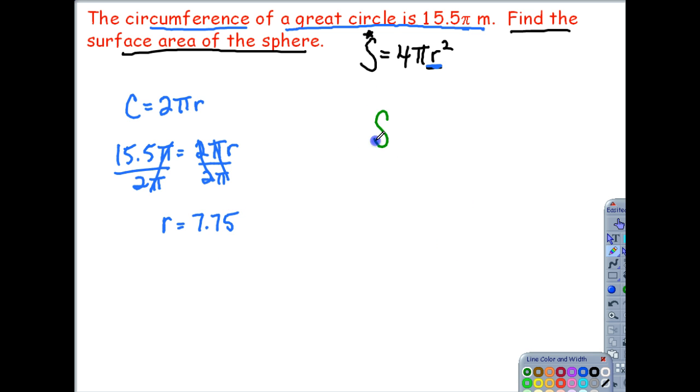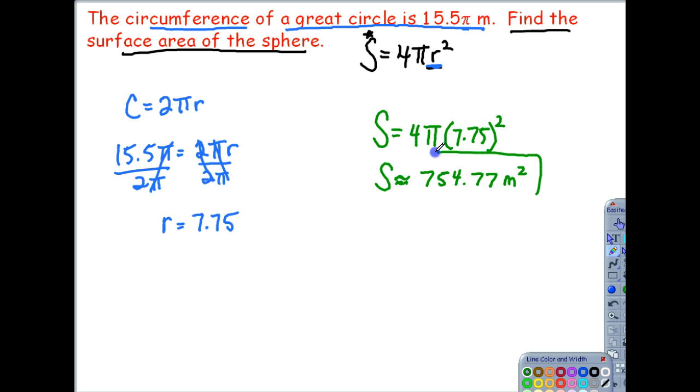So now I'm going to put that into the formula for the surface area. I want to take 7.75 and square it. Because I notice we've got meters, I'm going to get the decimal answer. So I'm going to take that 7.75 squared times 4 pi. And that is going to give us 754.77 meters squared. So this one you had to kind of work for it. But again, if they say find the surface area, you need to know the radius. Okay, so keep that in mind.